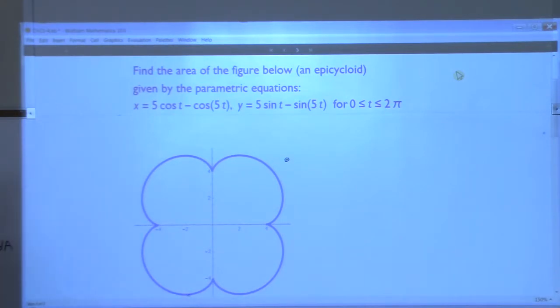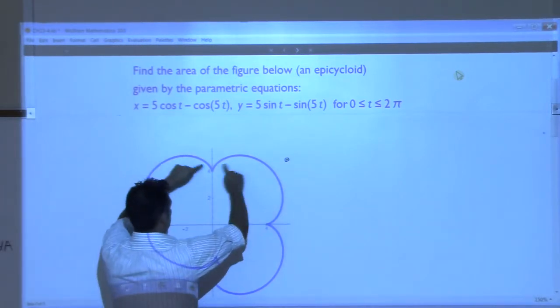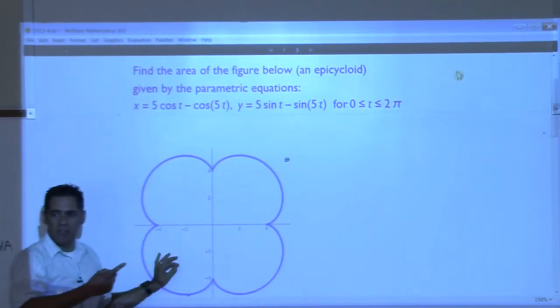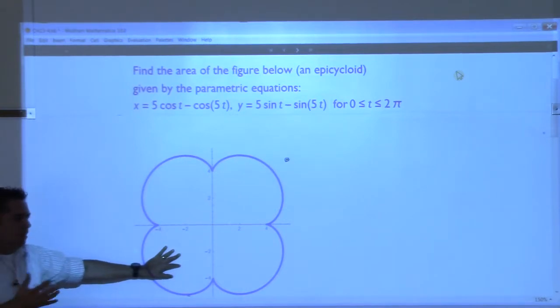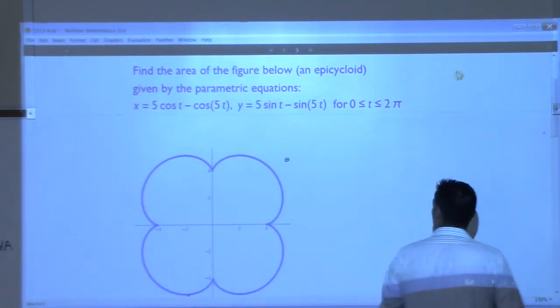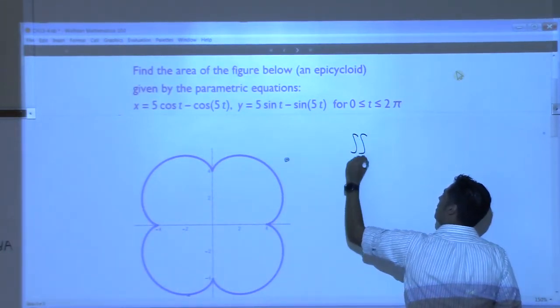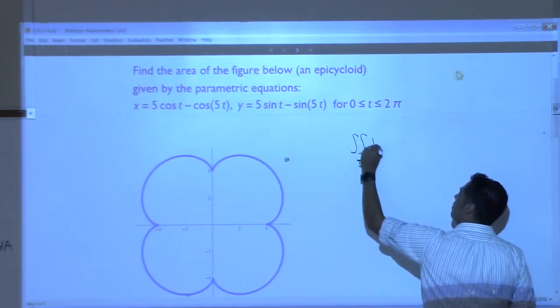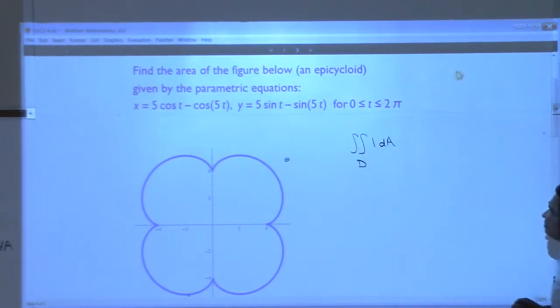So if we were stuck with double integrals, or even Cal 2 stuff, we would be pretty stuck at this point. Because these regions, like you couldn't look at this region as a polar region, as a type 1, as a type 2. It doesn't fall into any of those categories. Does that make sense? So let's use this. The area of D, the area of this is 1 dA, right? Double integral over D of 1 dA.